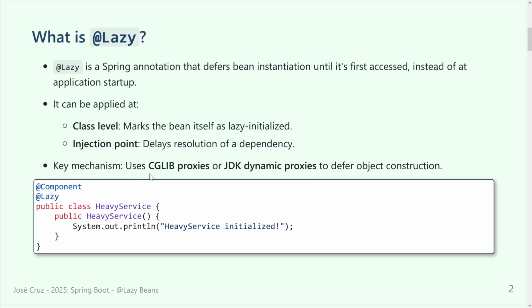Key mechanisms use CGLIB proxies or JDK dynamic proxies, meaning that when you use this annotation, this bean, when it is injected in another class, it's not the bean that will be injected, but another class, which is a proxy that will be injected. And this proxy contains code that will understand when the real bean should be initialized.